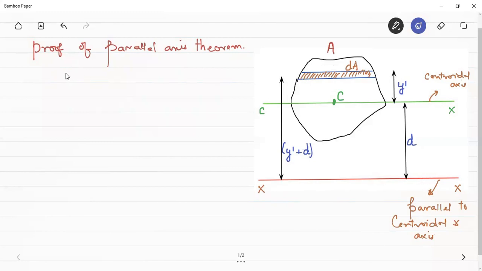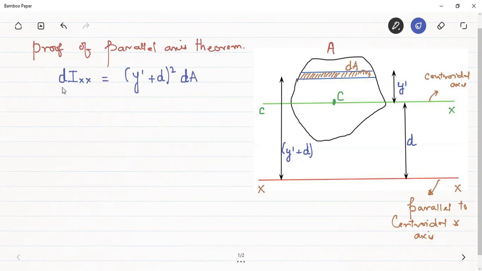So from the basic definition, we know that the moment of inertia of this small differential element about the x-axis will be equal to the square of the distance of the differential element from this axis, that is equal to y dash plus d, and we have to take it to square. Therefore, square of the summation of y dash and d, times dA. So from this basic formula, we know that the moment of inertia of this differential element about this x-axis will be given by the square of the distance multiplied with this elemental area.